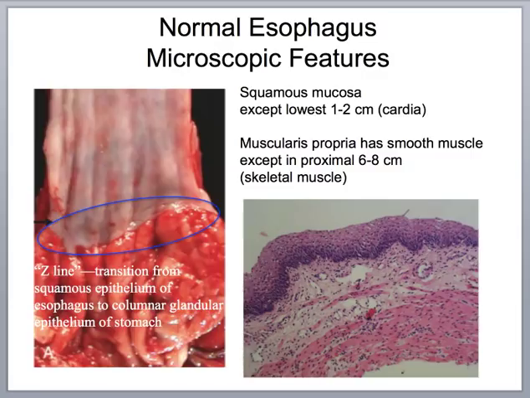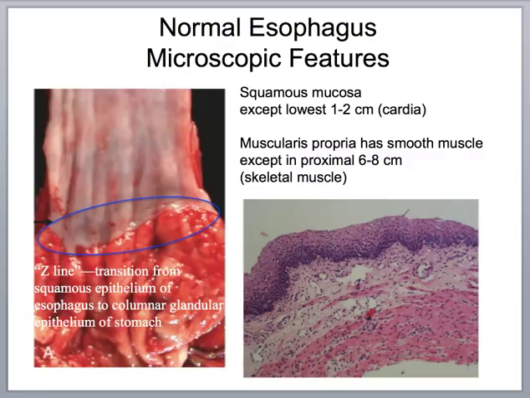The muscularis propria is generally composed of smooth muscle, except for the upper or proximal esophagus, in which it also includes skeletal muscle. You might note that it's skeletal muscle that is around the mucosal layer of the oropharyngeal cavity.